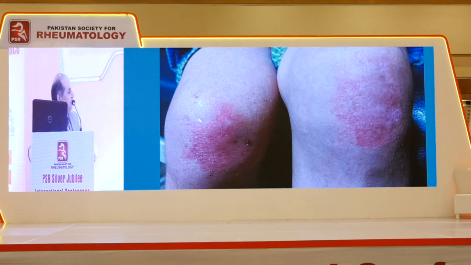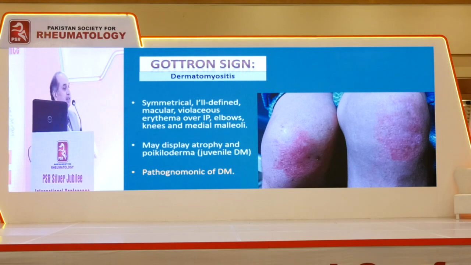These violaceous erythematous patches, which are well defined and bilateral, are over the knees and over the elbows. If a patient is seen with these, again, this is known as Gottron sign, which is again pathognomonic of dermatomyositis. It is symmetrical and well defined. It may also display atrophy and poikiloderma, especially in juvenile dermatomyositis.